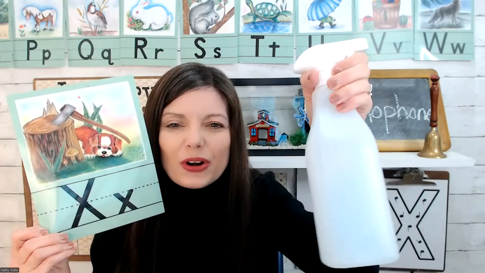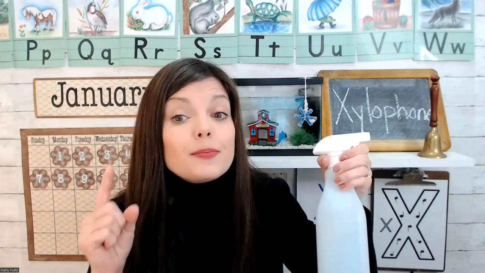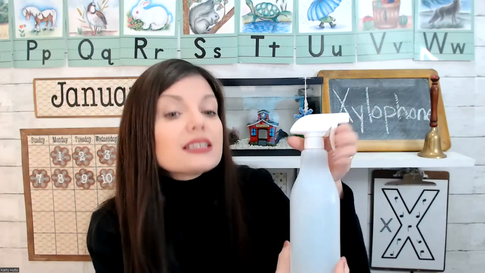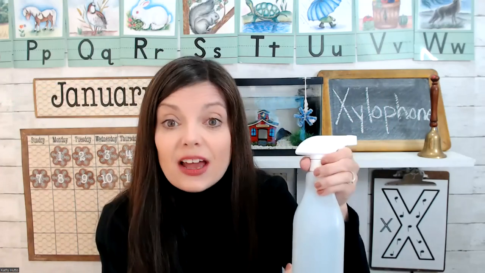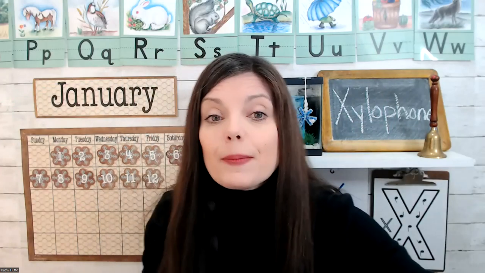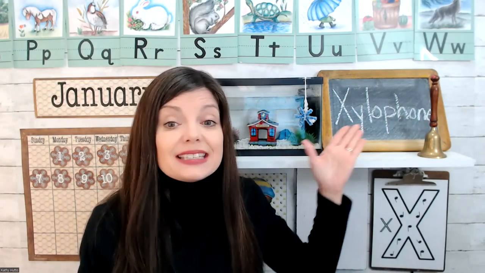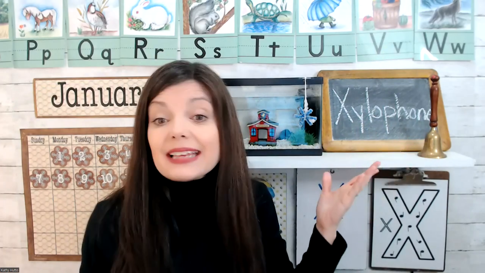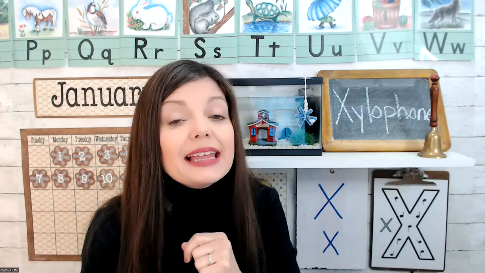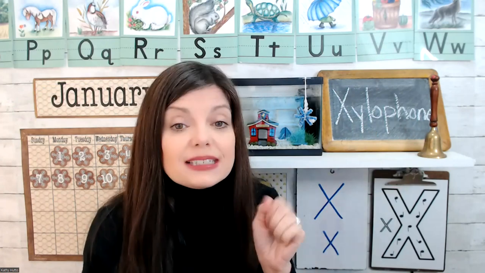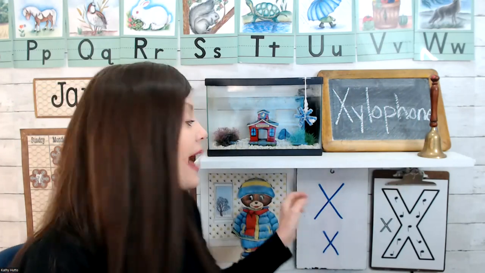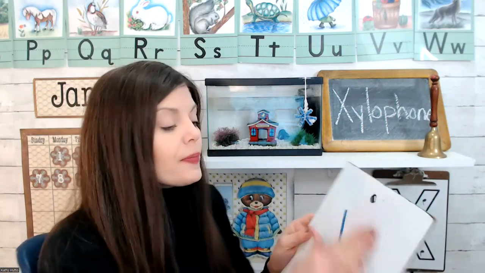Like my water squirter. But you don't hear that sound at the beginning of words. You usually hear that sound, ks, ks, ks, at the end of some words. X at the beginning of some words can say z as in xylophone or x as in x-ray. But today let's focus on that sound, ks, ks, ks, that's found at the end of words.